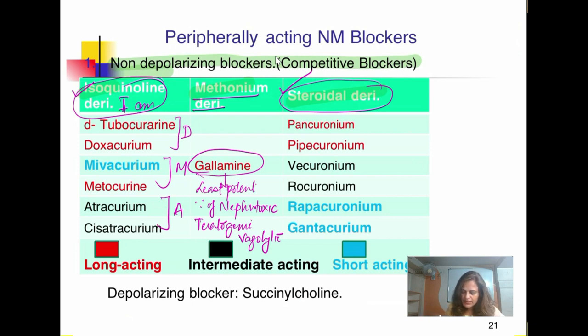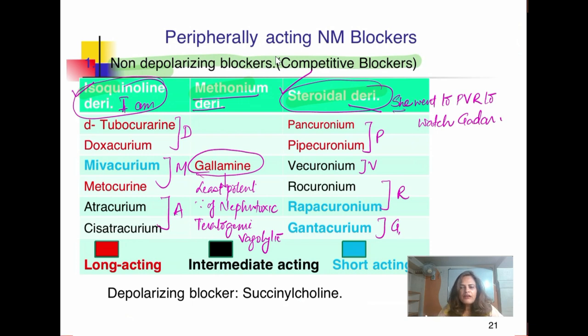Similarly, steroidal derivative, how to remember this? She went to PVR to watch the movie Gadar. She stands for steroidal. So P stands for pancuronium and pipecuronium. V is vecuronium, R is rocuronium and rapacuronium, and G is gantacurium.